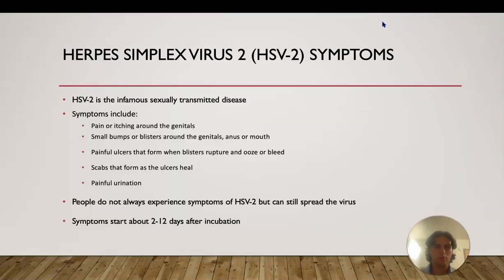So let's look at herpes simplex virus 2. This is the infamous sexually transmitted disease. Symptoms include pain or itching around the genitals, small bumps or blisters around the genitals, anus, or mouth, painful ulcers that form when blisters rupture and ooze or bleed, scabs that form as the ulcers heal, and painful urination. People do not always experience symptoms of HSV2, but can still spread the virus. Symptoms start about 2 to 12 days after infection.